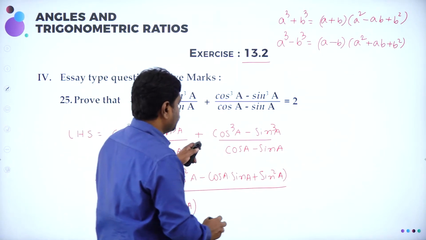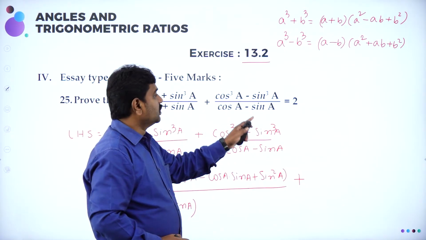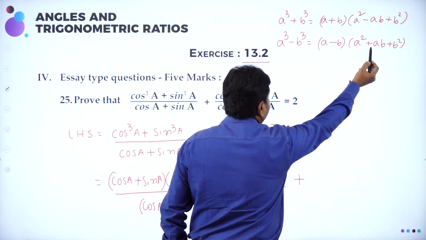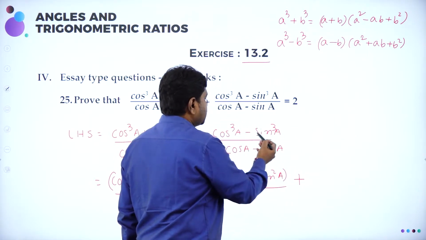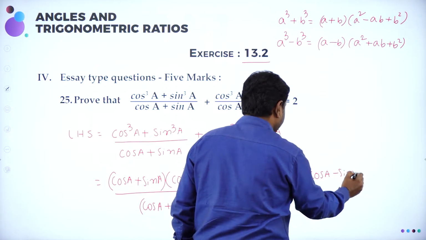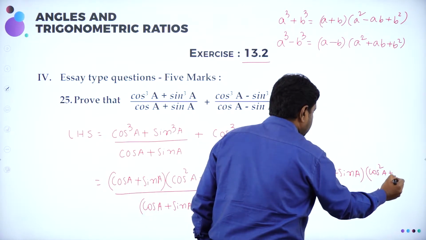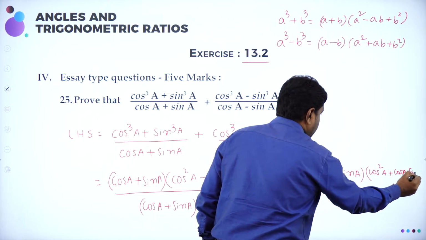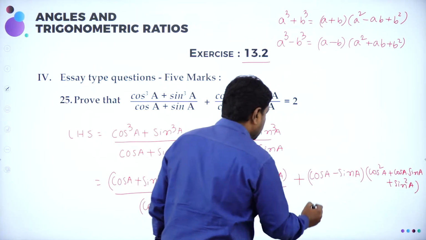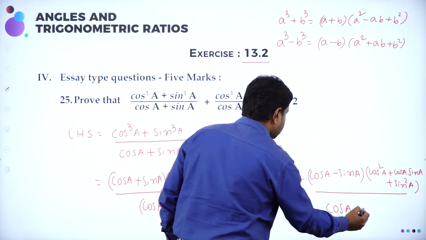Similarly, we have one more term, and if you observe the numerator, it is in the form of a cube minus b cube. Cos cube a minus sin cube a. A cube minus b cube is a minus b into a square plus ab plus b square. So cos cube a minus sin cube a can be written as cos a minus sin a into cos square a plus cos a sin a plus sin square a, whole thing divided by denominator. What is denominator? Cos a minus sin a.